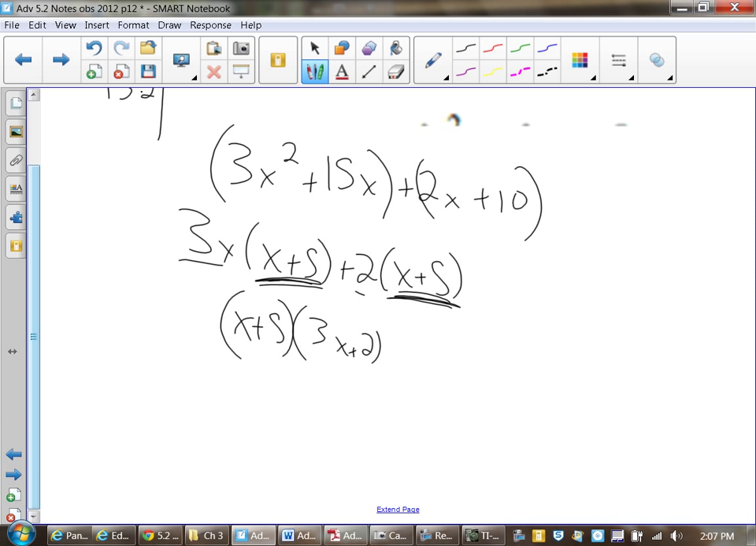Greatest common factor here. I can factor out the x plus 5, and what am I left with? 3x plus 2. So what's the final answer? x plus 5, 3x plus 2. Those are your factors. You can put them in either order. What property in math tells you the order doesn't matter when you multiply? Very good.